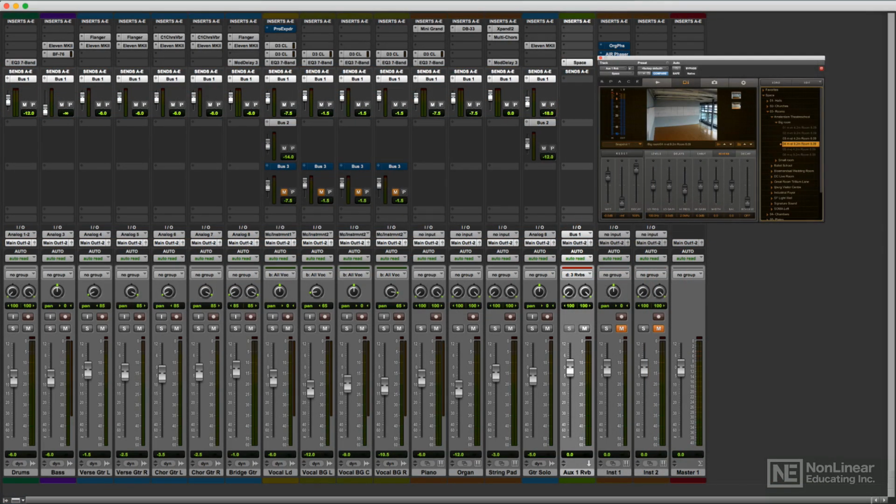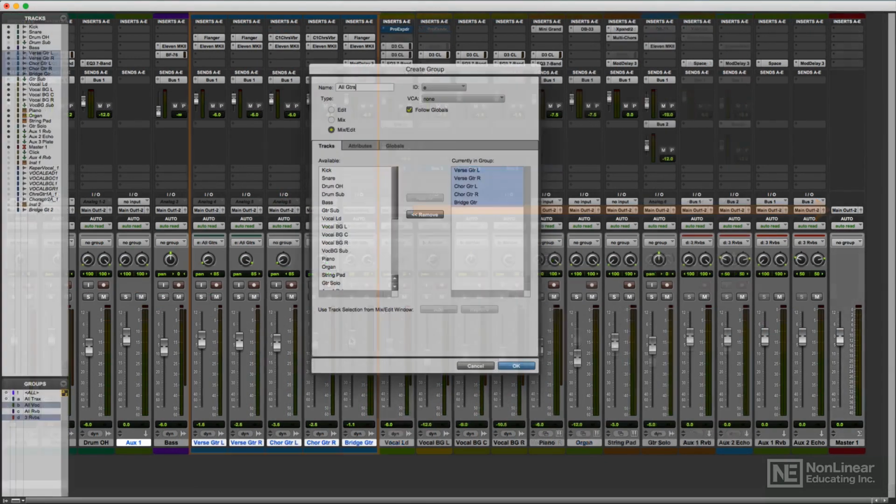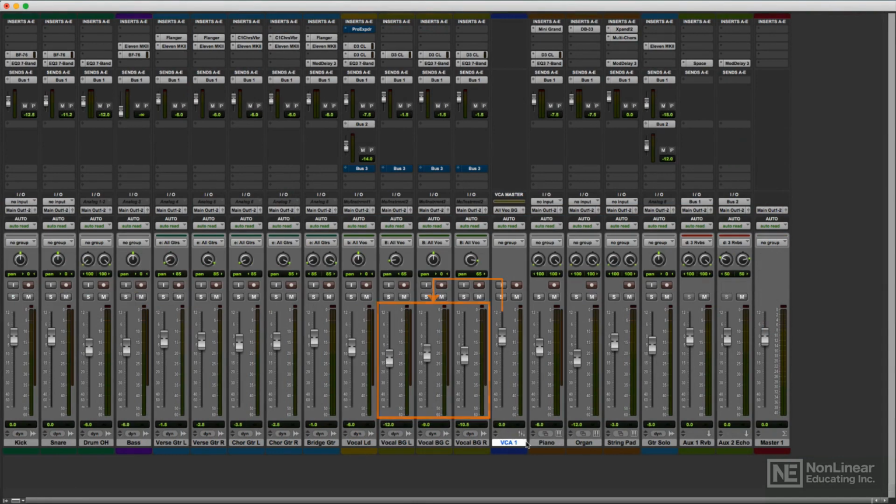And the course will look at methods for grouping tracks together, like rerouting signal flow for audio groups, as well as setting up mix groups and using VCA faders.